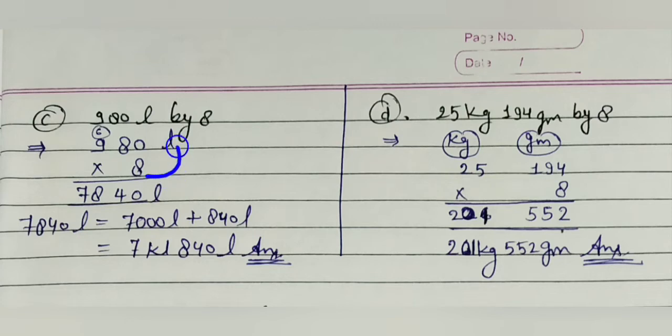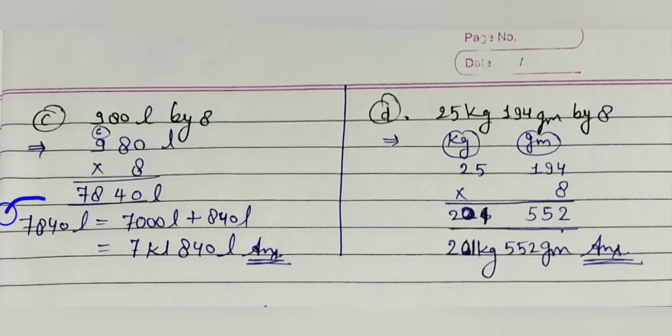When we multiply this 8 by this 0, it will become 0. When we multiply this 8 by this 8, 8 8s are 64. So right here 4 and 6 is carry on 9. 8 9s are 72. When we add this 72 to this 6, it will become 78. So this is our final answer, 7840 liter. This is your final answer, but we can solve it more.